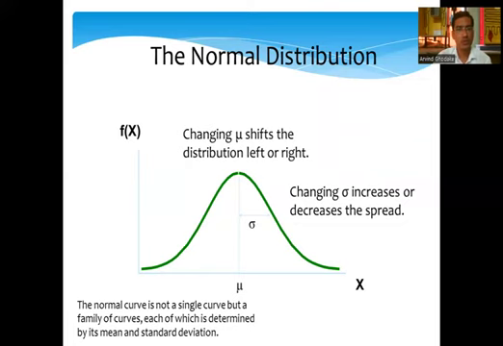The normal distribution curve is the graph of a variable with respect to frequency. On the x-axis there is the random variable x, and on the y-axis the frequency distribution f of x. Here mu is the mean and sigma is the standard deviation. Changing mu shifts the distribution left or right. Changing the standard deviation sigma increases or decreases the spread. The normal curve is not a single curve but a family of curves, each determined by its mean and standard deviation.